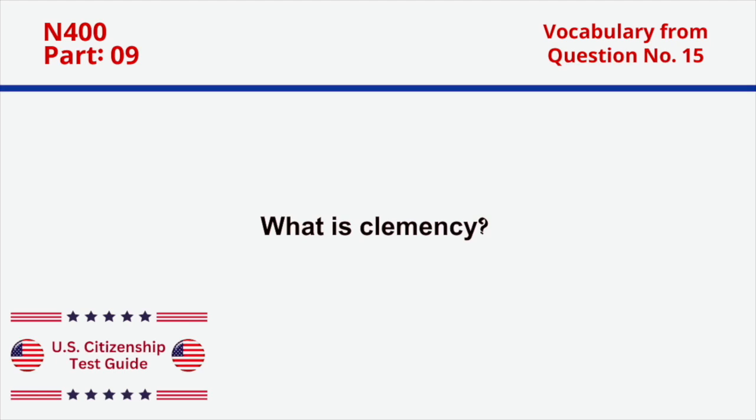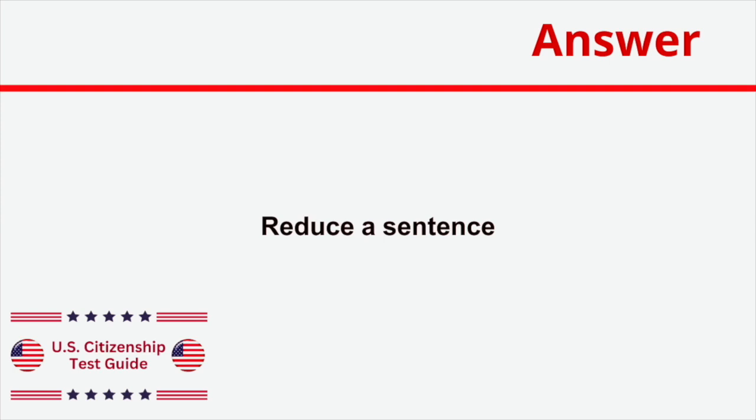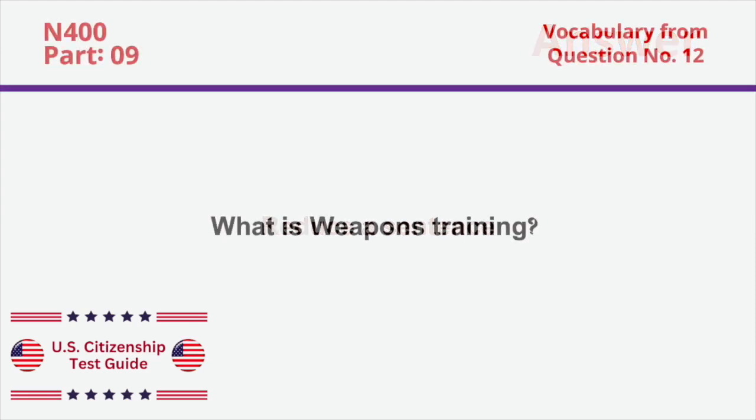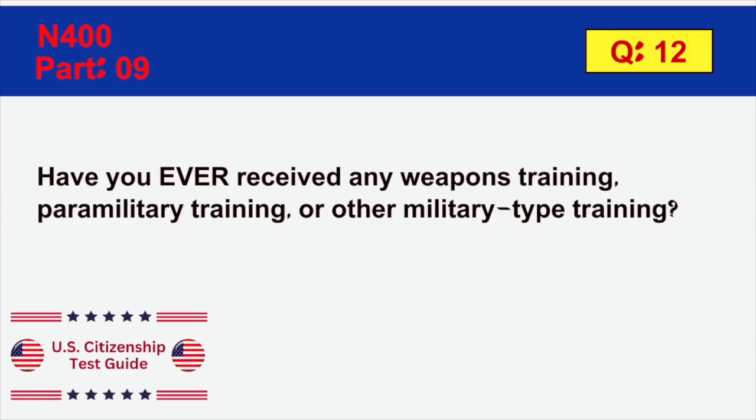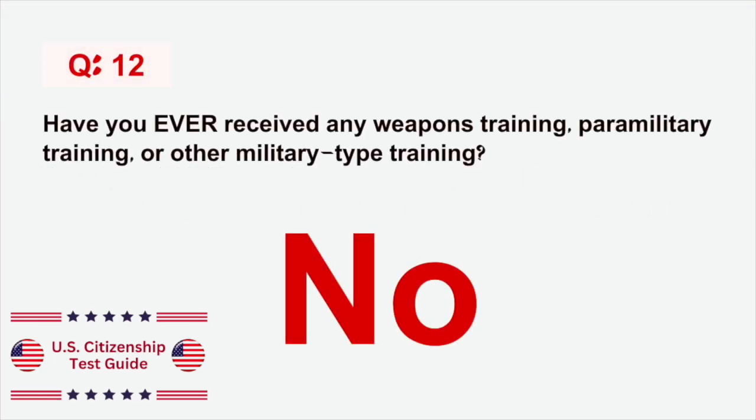What is clemency? Reduce a sentence. What is weapons training? To learn how to use a gun. Have you ever received any weapons training, paramilitary training, or other military-type training? No.